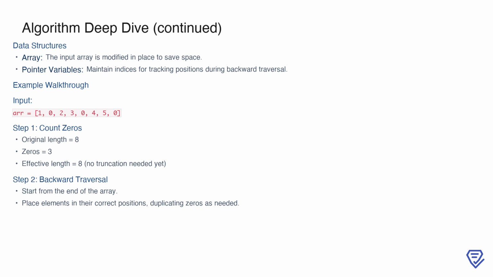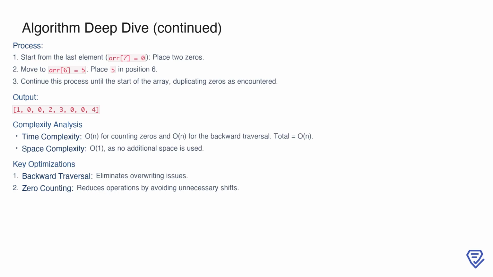This ensures that all operations are handled efficiently and that the final array satisfies the problem constraints. In the backward traversal phase, we start from the last element of the array.